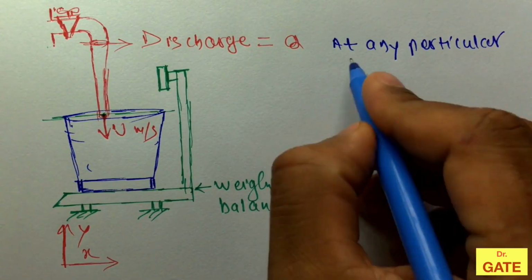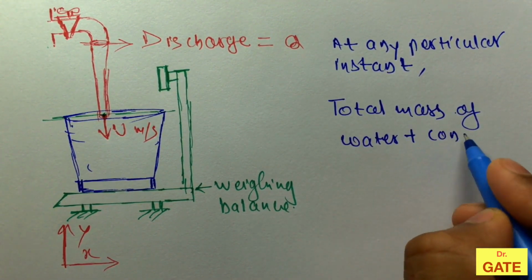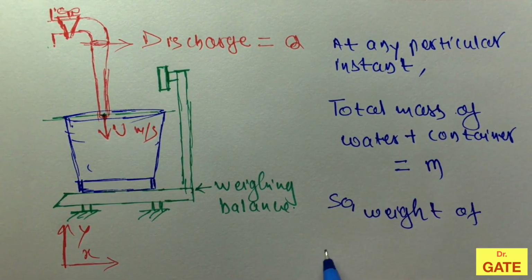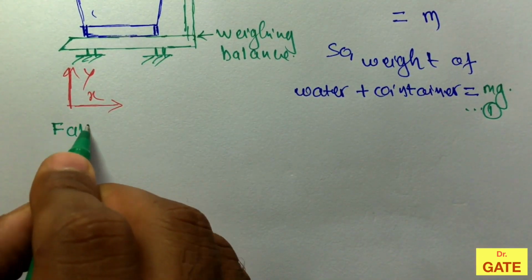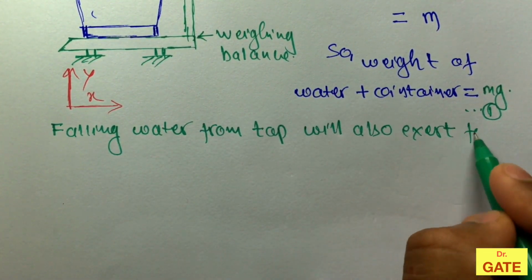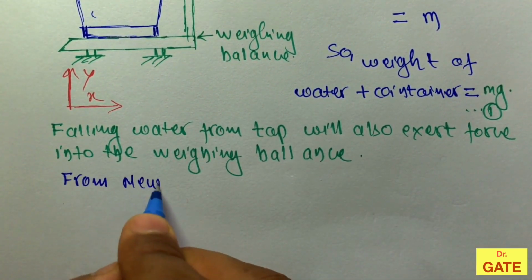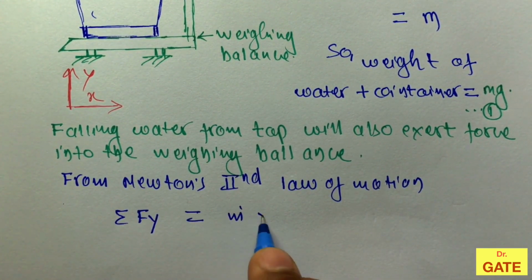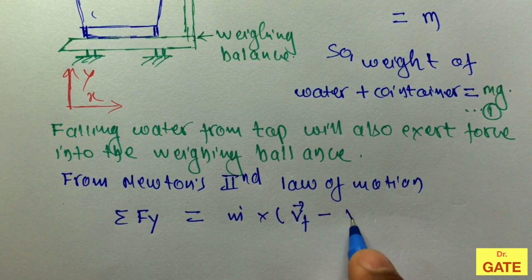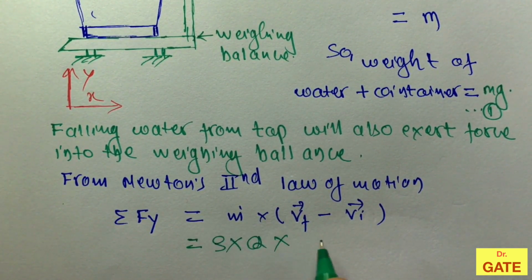At any particular instant, total mass of water plus container is M. So weight of the water plus container is mg. Let's take this as equation 1. Falling water from the tap will also exert force on the weighing balance. So from Newton's second law of motion, summation of force in y direction is m dot into final velocity vector minus initial velocity vector. Final velocity vector at this instant is u, and we are taking initial velocity vector 0. Why? Because nothing is given. अगर दिया भी रहता तो it will be negligible as compared to u.